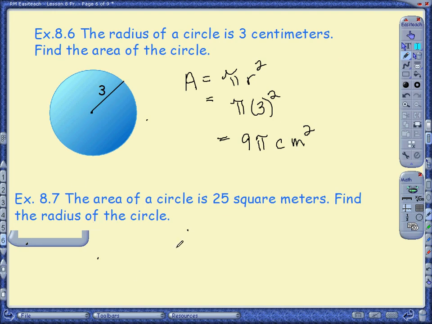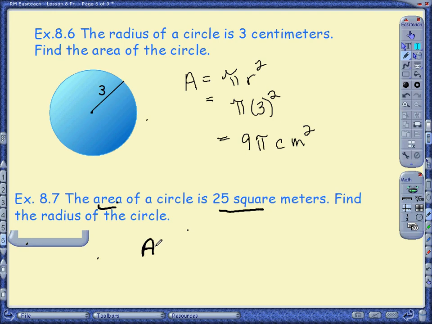Now, the area of the circle is 25 square meters. Find the radius of the circle. This is one that you have to divide, okay? We know what the area is. It's 25 square meters. That's given to us, okay?